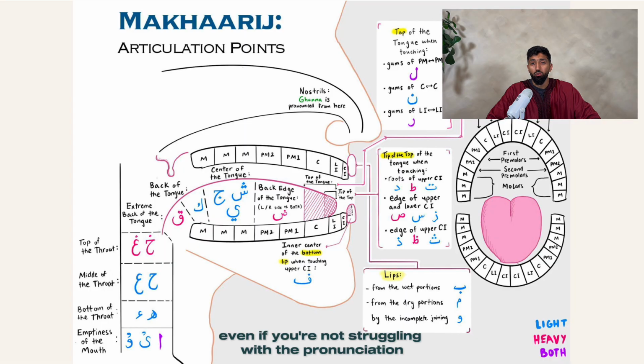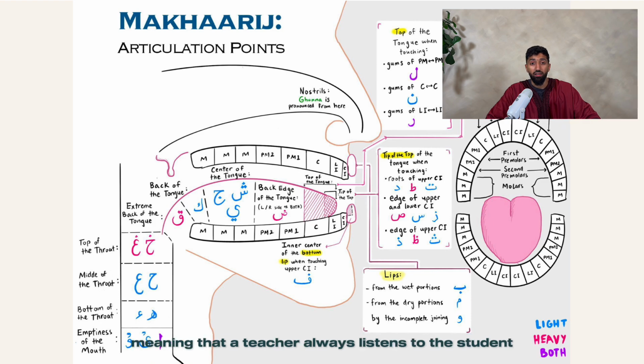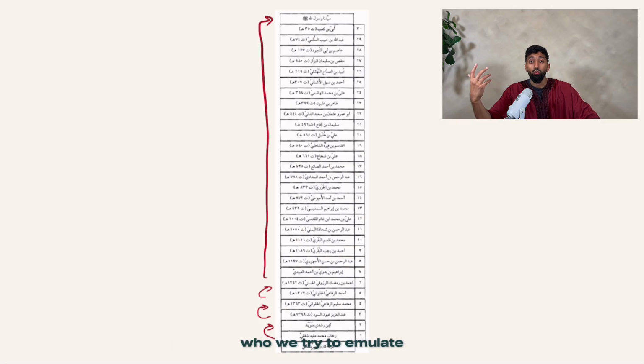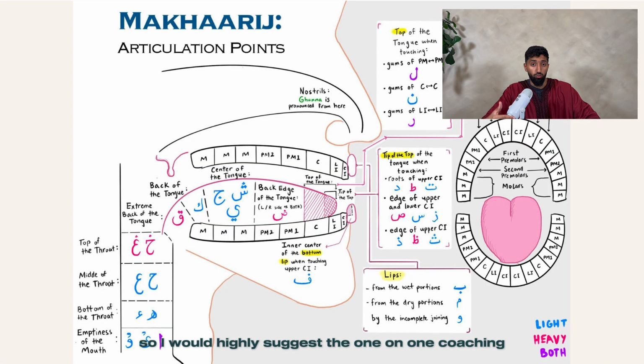Even if you're not struggling with the pronunciation, the science of Tajweed has always been an oral science, meaning that a teacher always listens to the student and tells them, yes, you're pronouncing it correctly. And they can say that because their teacher told them that, and their teacher told them that, and their teacher told them that, all the way back to the Prophet ﷺ, who we try to emulate. So I would highly suggest the one-on-one coaching for anyone who's serious about learning Tajweed.